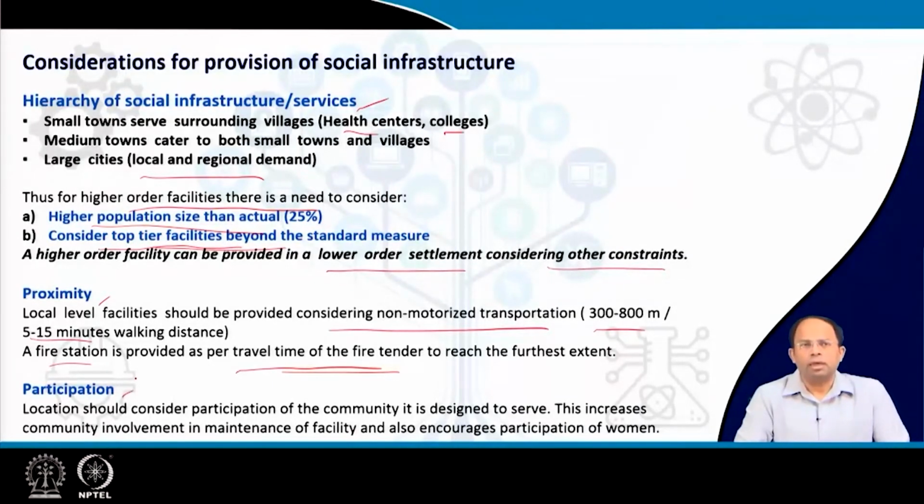Then comes participation. That means a location doesn't only consider the physical attributes, but also the need of the community. It should consider participation of the community it is designed to serve. So if the location is such that it is able to serve the surrounding residential community, this increases community involvement in the maintenance of the facility, and it will also encourage participation of women, right? So participation is also a key feature when we decide on service provision.